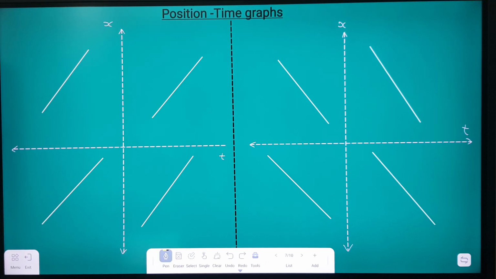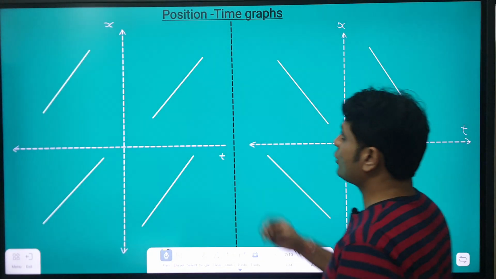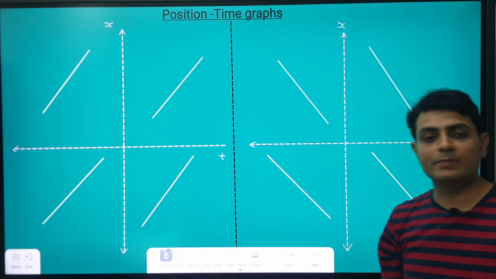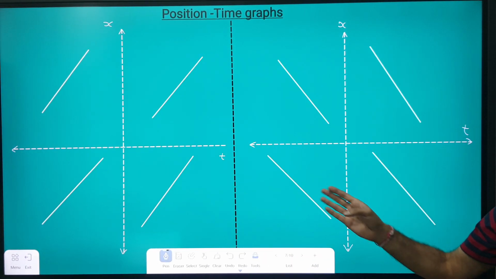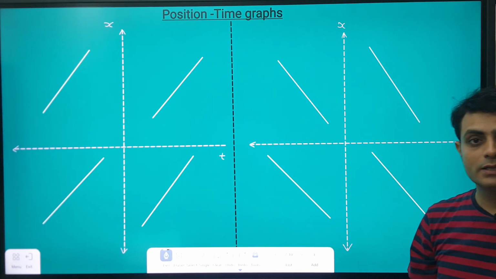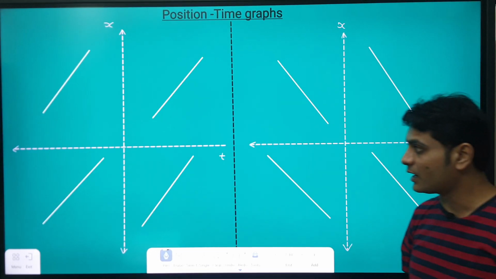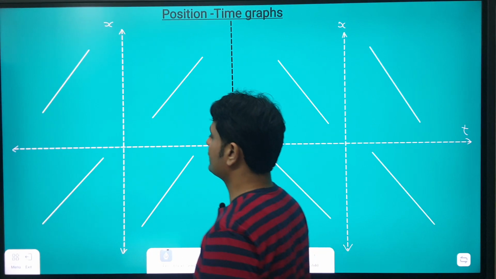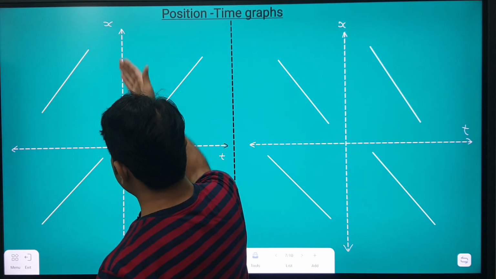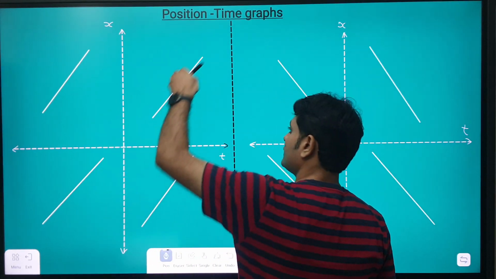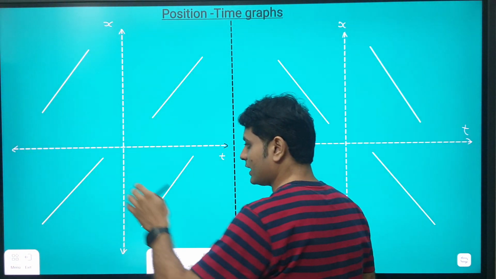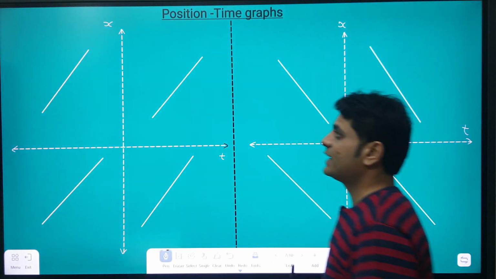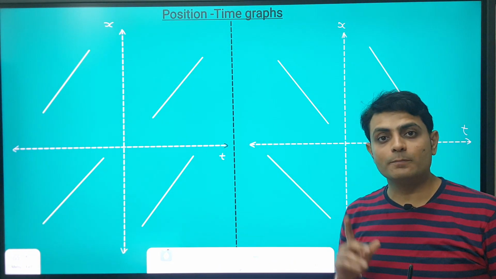Hello friends. So right now we are going to study about position time graph, and in this case I will be covering all the possible position time graphs in each quadrant. At first let's see, if the position time graph is given like this, if it is increasing in any quadrant, then we can say the velocity is positive.